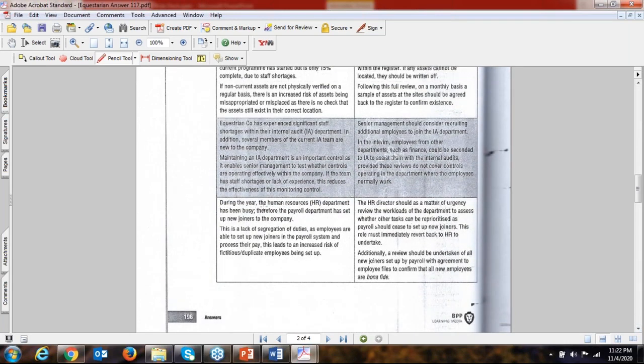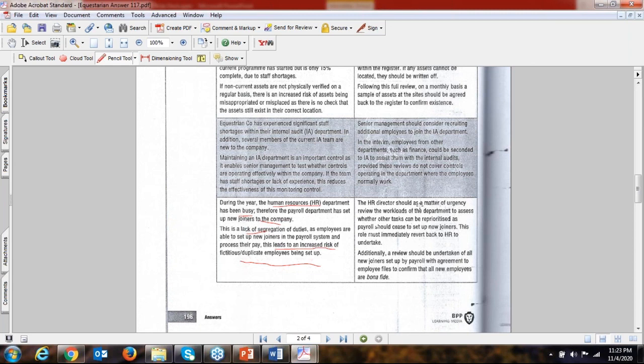So here, during the year, the human resource department has been busy. Therefore, the payroll department has set up new joiners to the company. This is a lack of segregation of duties. This is a sentence copy-pasted from the question. If the examiner is doing this, then why are you not interested in doing this? Just copy it. This is a lack of segregation of duties, as employees are also able to set up new joiners in the payroll system and process their pay. This leads to an increased risk of fictitious or duplicate employees being set up. Okay, this is the structure of the internal control question.